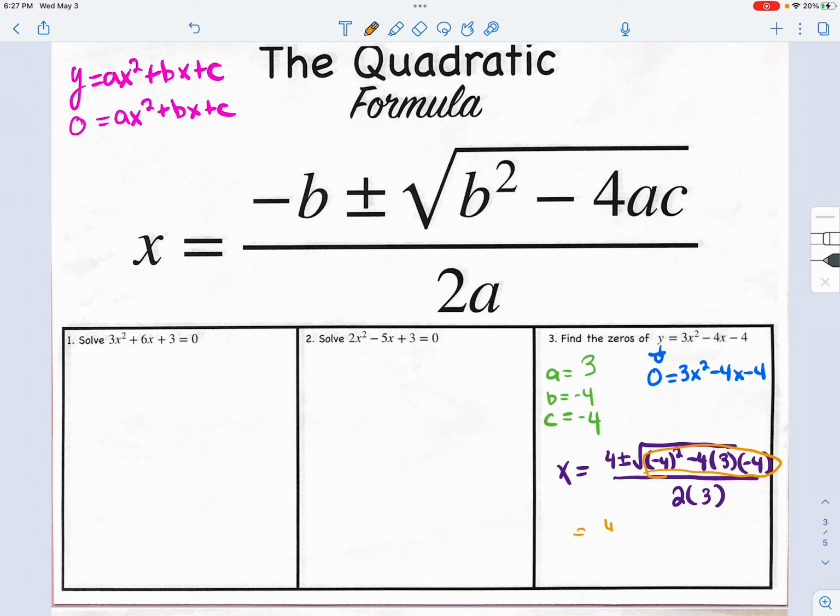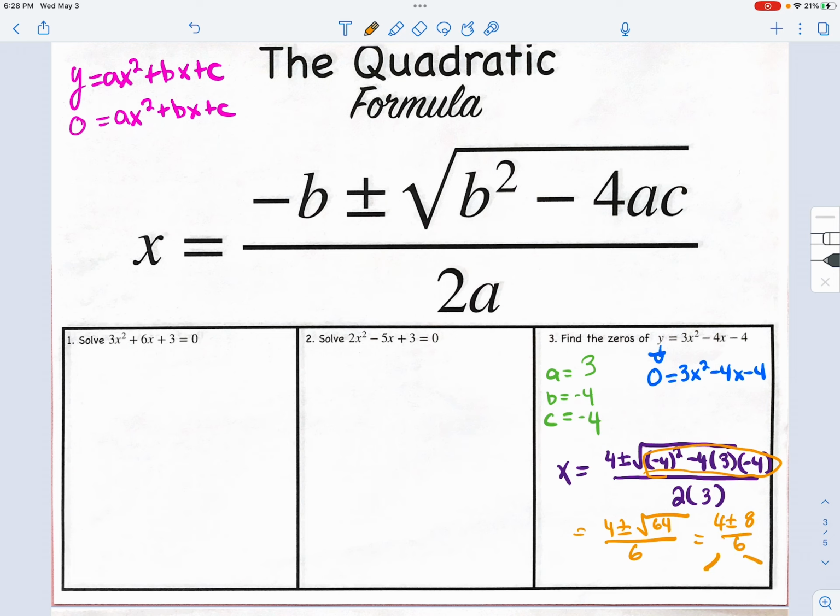This one should give you 4 plus or minus the square root of, if you want to work this out, feel free to press pause. So this is the square root of 64. If I'm not mistaken, let me make sure. That's right. Divided by 6. So that is 4 plus or minus 8 divided by 6.